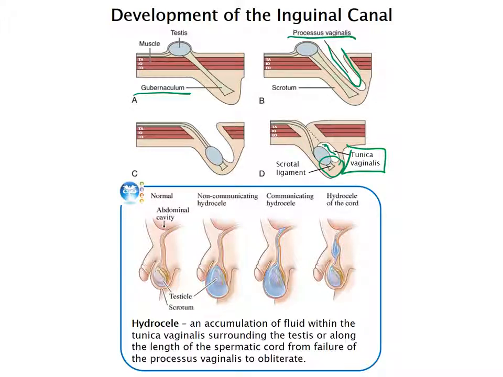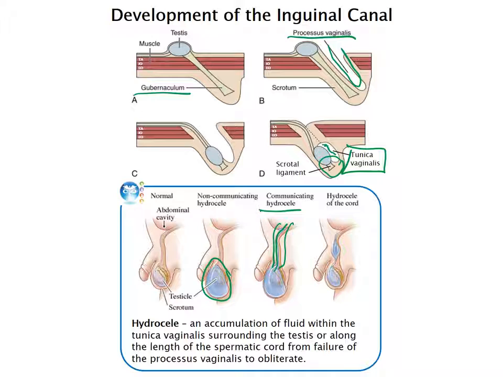A hydrocele is simply an accumulation of fluid within the tunica vaginalis surrounding the testis, or it could occur along the length of the spermatic cord from failure of the processus vaginalis to close and obliterate. Here is an example of a non-communicating hydrocele, because the fluid is localized to the area of the tunica vaginalis only. This communicating hydrocele indicates that the processus vaginalis did not obliterate at all, and in fact there is an open connection between the abdominal cavity and the tunica vaginalis.